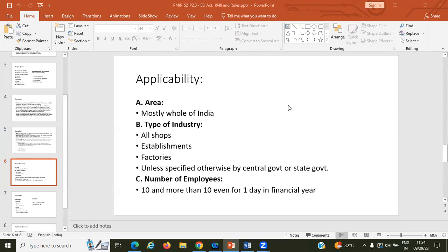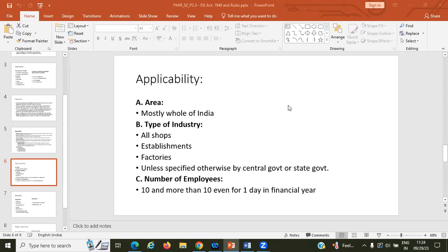Applicability means the three sections I have given. Area wise, it is applicable throughout India, across all India. Then, different types of industry where this ESI Act is applied: all types of industry, factories, shops, and some government and non-government organizations. Generally, all government and non-government organizations are included, unless there is something specialized.